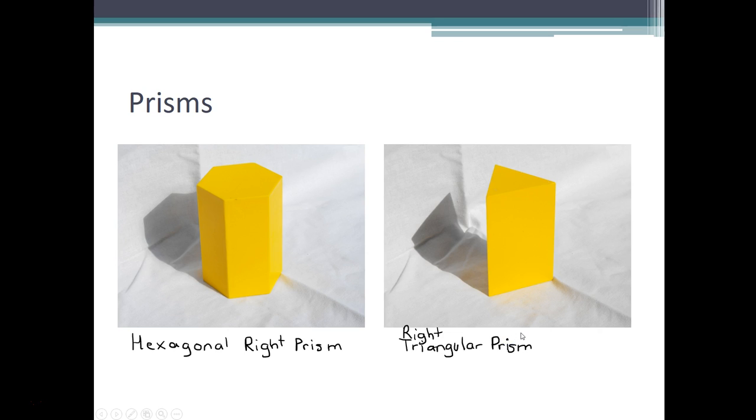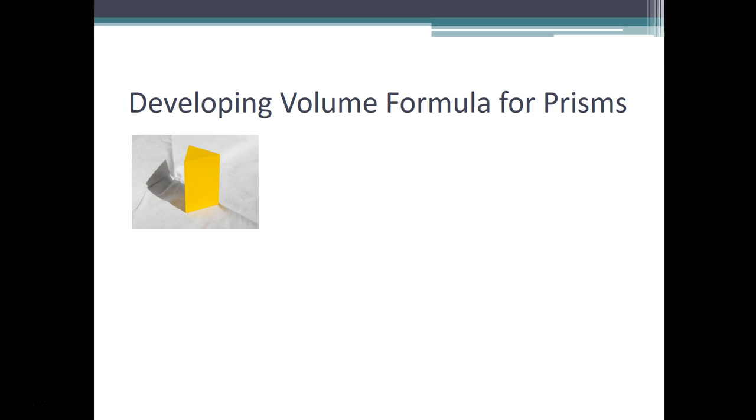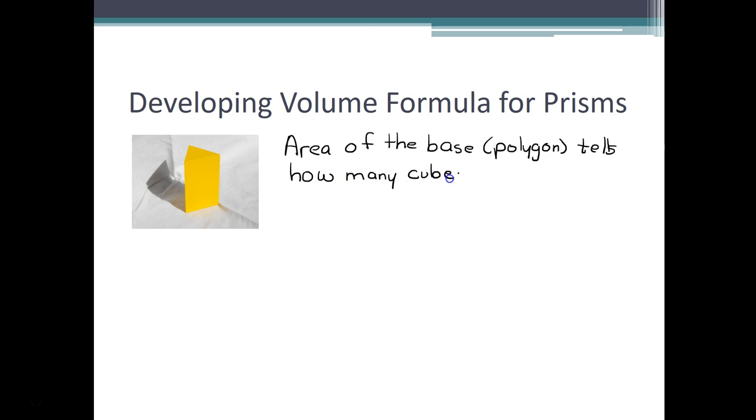And if you want to find volume of a prism, it's the same thinking as your box. Area of the base tells how many cubes make one layer. Height gives the number of layers.